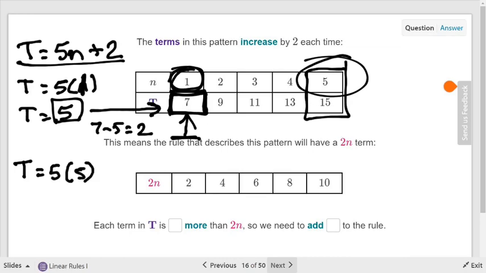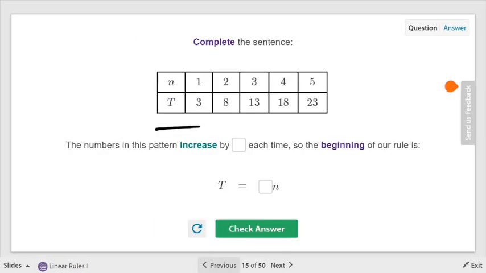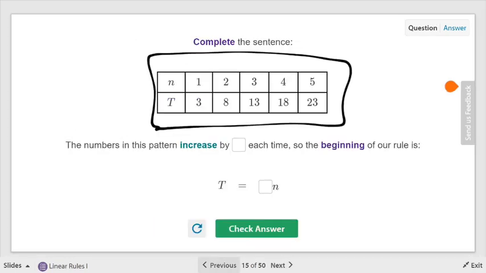5 times 5? 25. 27. Is that what we wanted? No. So it didn't work, right? So am I still on the same rule? So we changed numbers because I went to the different screen. So we had t equals 5n. They're just not asking for the whole thing here.